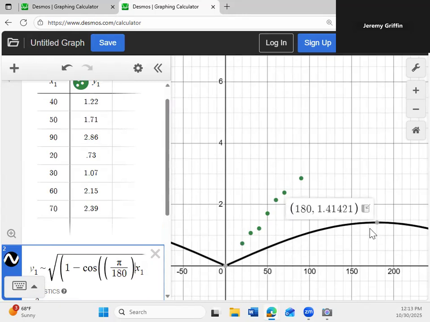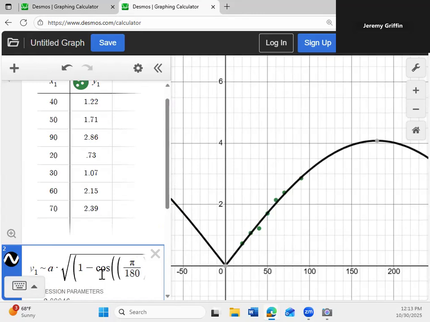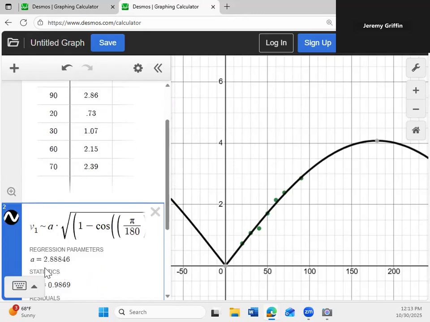But see how this maxes out at square root of 2? Anyway, I'm going to go back to the beginning and type a times, and then it'll tell me what a is. A is a factor of 2.89. Now, the number isn't really important. Do you think the length of the string has something to do with that number in front? Yeah. The important thing is the shape of the graph.